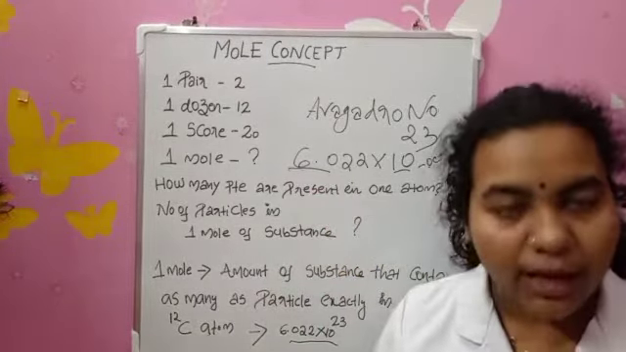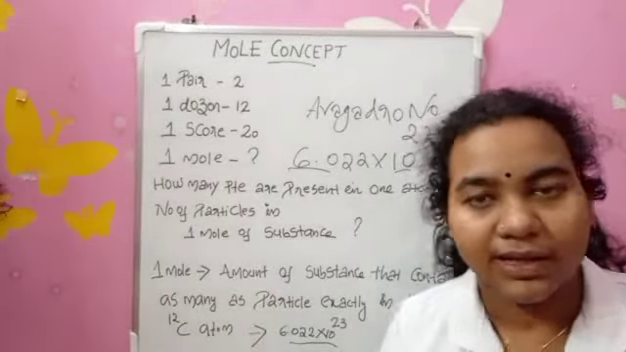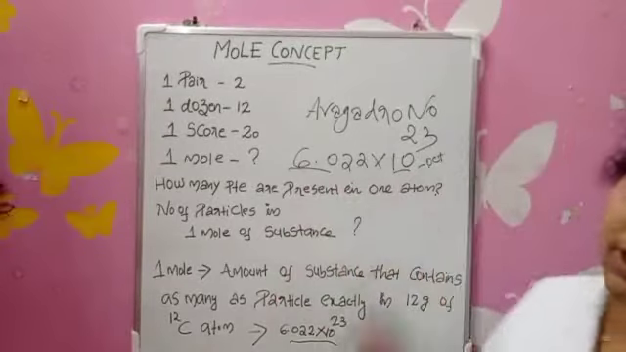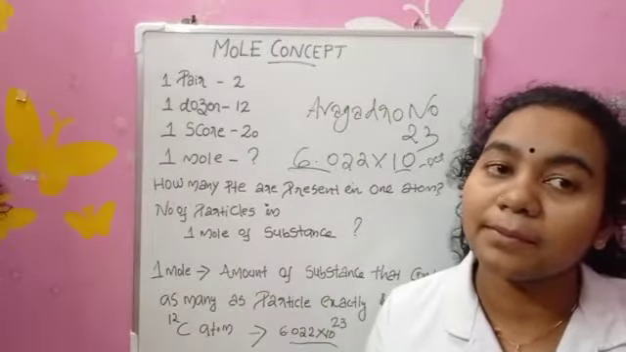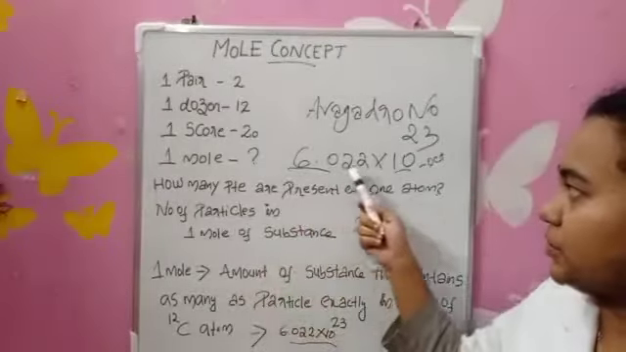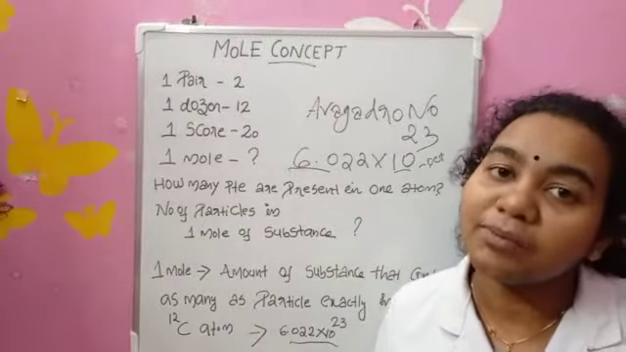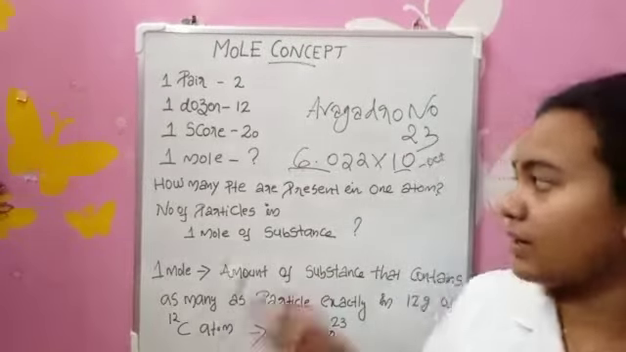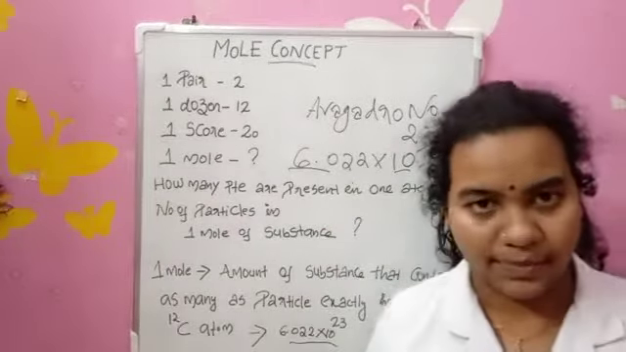So how many particles will be in 1 mole of apples? That is 6.022 × 10^23. How many particles are there in 1 mole of bananas? That is 6.022 × 10^23. How many particles are there in 1 mole of gold atoms? That is 6.022 × 10^23. So this is the mole concept.